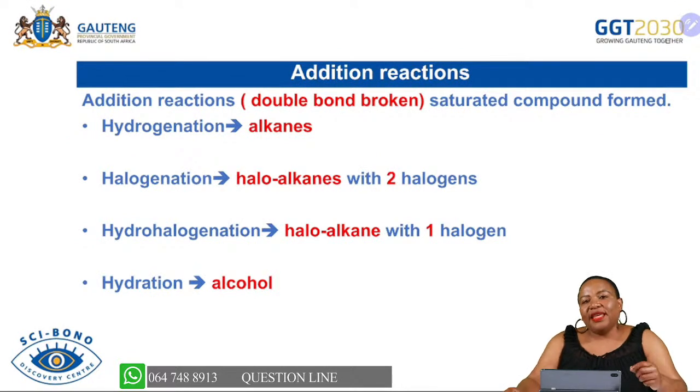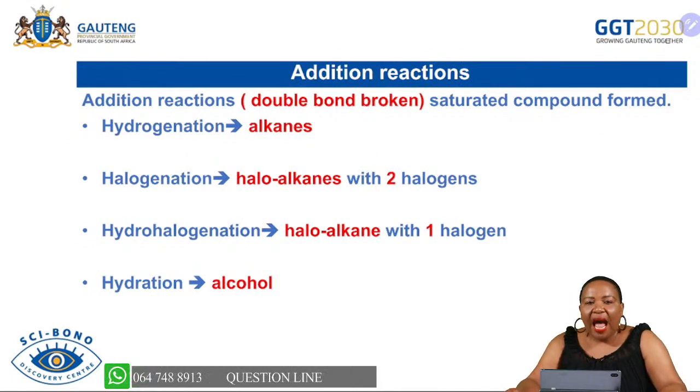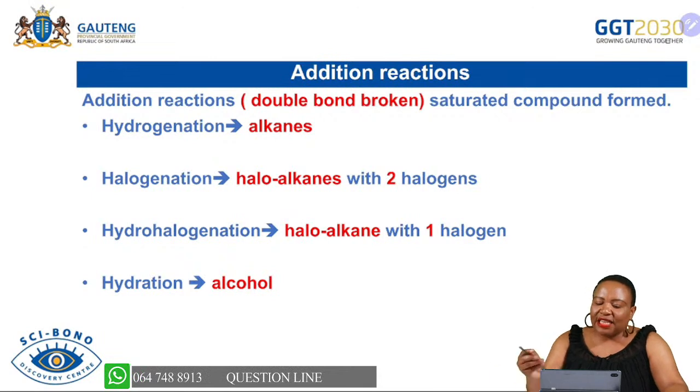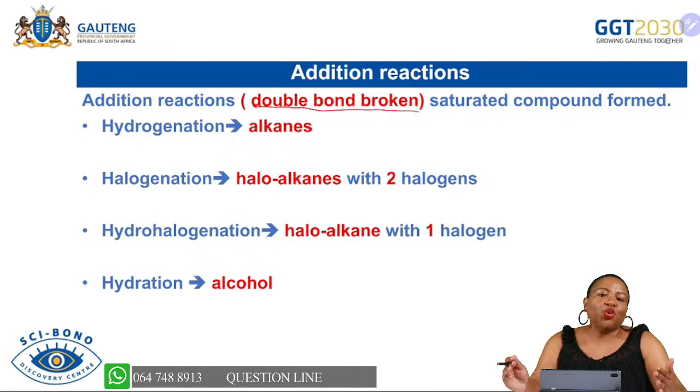Now, these are different types of addition reactions. I think we already know by now that in an addition reaction, we are going to see a double bond being broken in order to add what we are going to add.